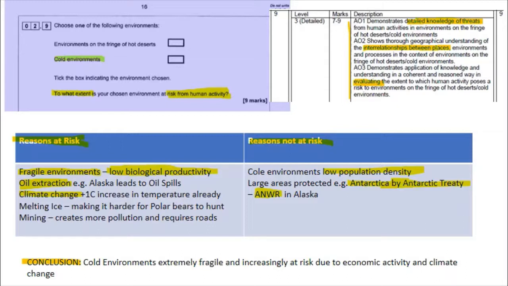But then you need to have a conclusion. And like I say, my conclusion is very simple. Cold environments are extremely fragile because of their low biological productivity. They're increasingly at risk from economic activity, although some areas are protected. We've seen this over here. But even these areas over here, they're not protected from climate change. So actually, my conclusion would be that they are significantly at risk. So that's how I'd approach that.